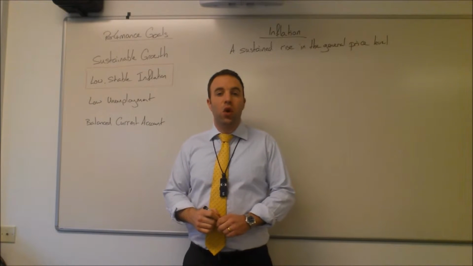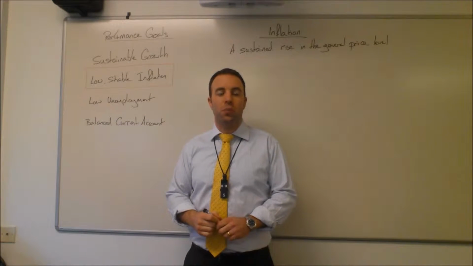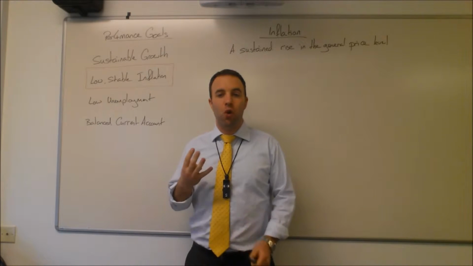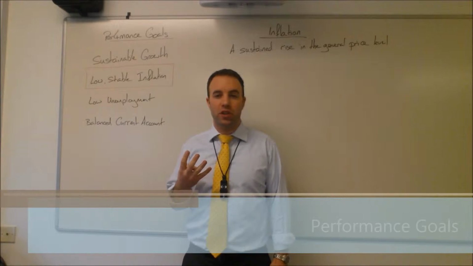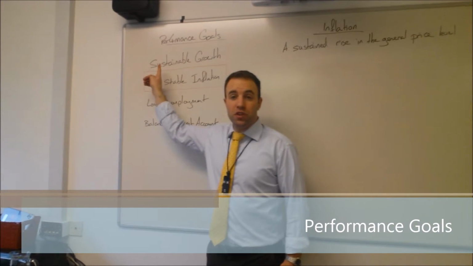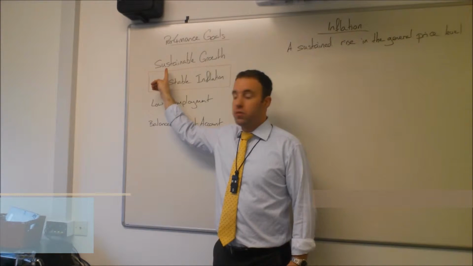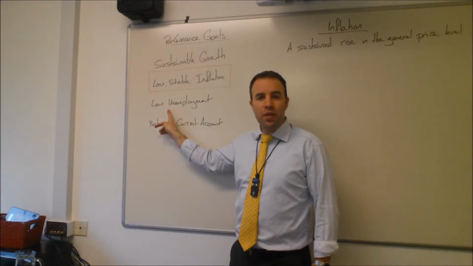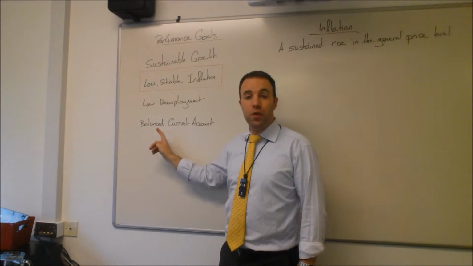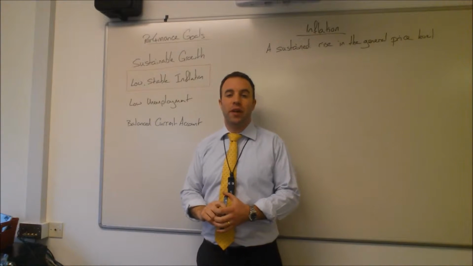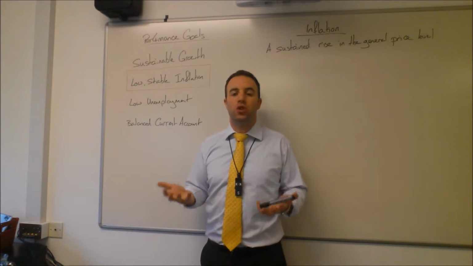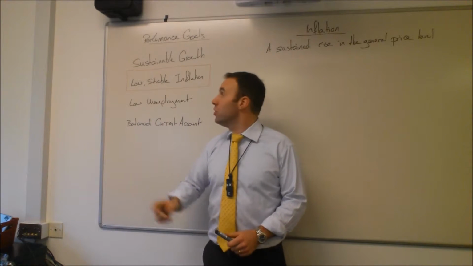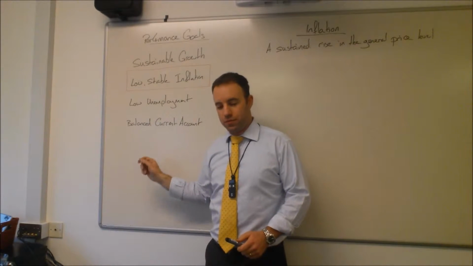This is the second video on the 4 major macroeconomic performance goals. If you've seen the first one, you'll remember that the government aims for 4 main things when it comes to macroeconomics. Firstly, it aims for sustainable economic growth. Then it aims for low and stable inflation. Then low unemployment. And finally, balanced current account of the balance of payments. That means exports are roughly equal to imports. So when you see on the exam paper UK economic performance, this is what it's talking about.